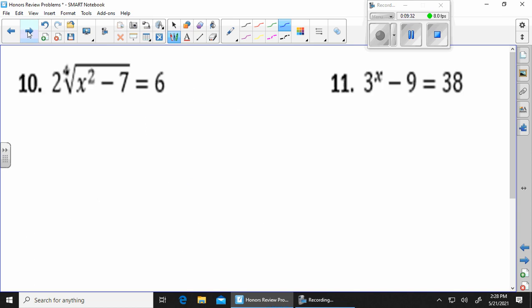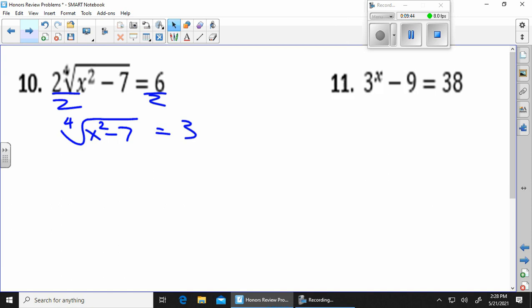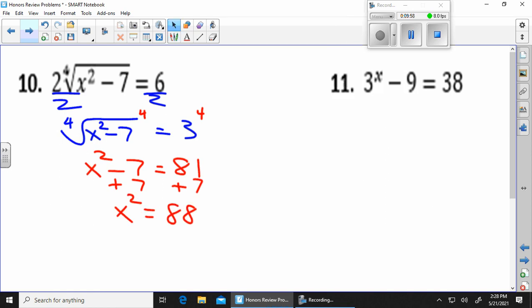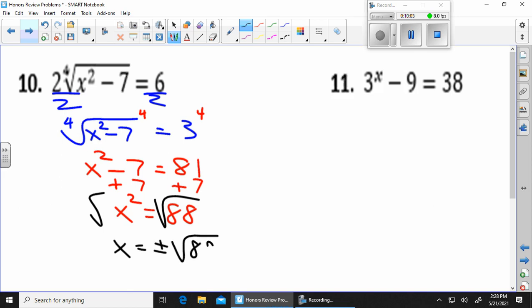Number 10. Again, it's all the same theme. Isolate the thing that's strange. So I divide by 2. So here, how do I get rid of a 4th root? I 4th power. That gives me x squared minus 7. That's 81. Add 7. I get x squared equals 88. This is square root. It's even. Plus or minus the square root of 88. I got to reduce that radical. 4 times 22. So it's plus or minus 2 radical 22.